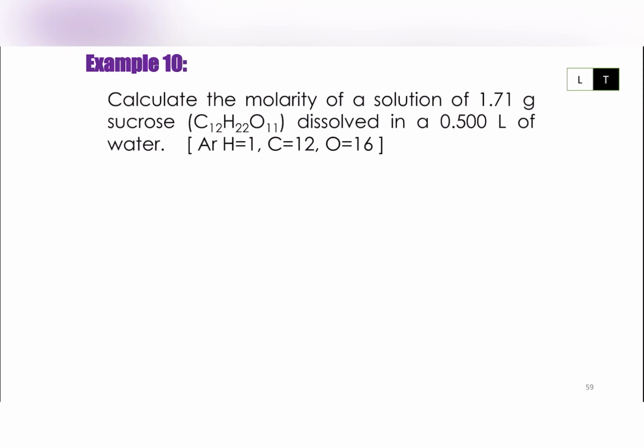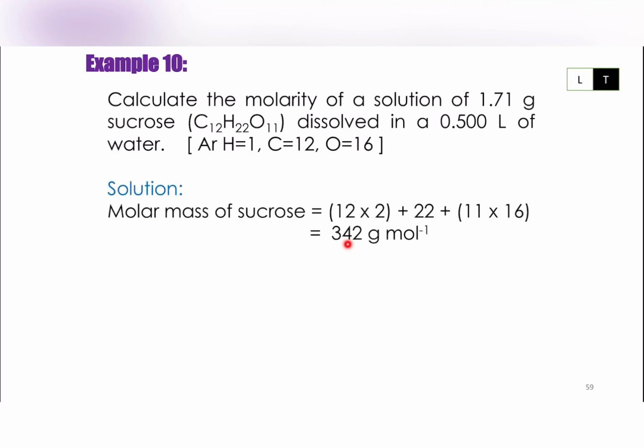Let's try example 10, where you have to calculate the molarity of a solution of 1.71 gram of sucrose. I give you the chemical formula for sucrose, and it is dissolved in 0.500 liter of water. You have the relative atomic mass given in this question. So in order to determine the molarity, first things first, calculate the molar mass of sucrose. You will have 342 gram per mole.